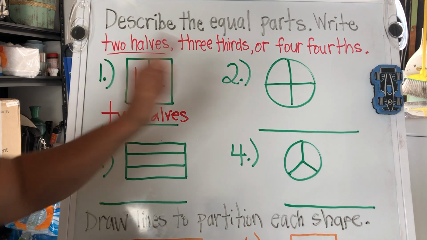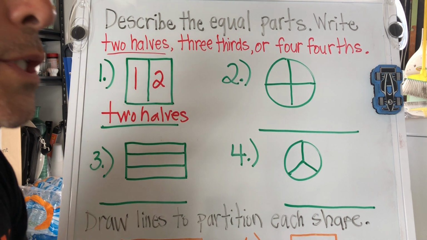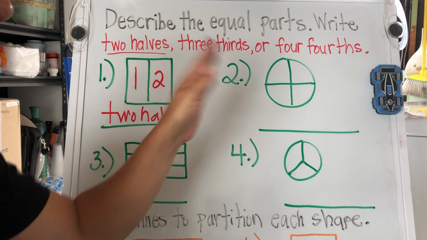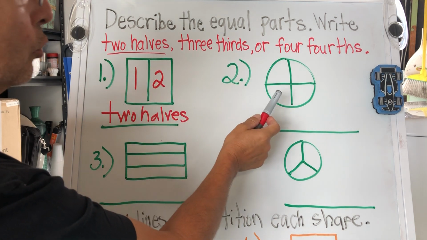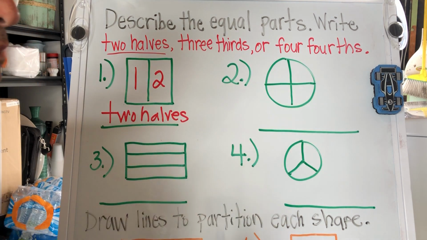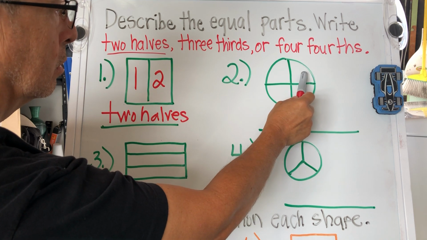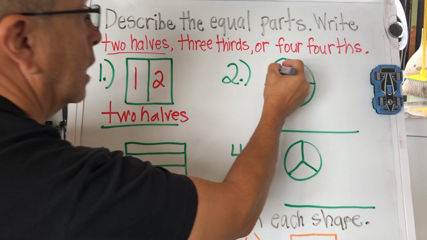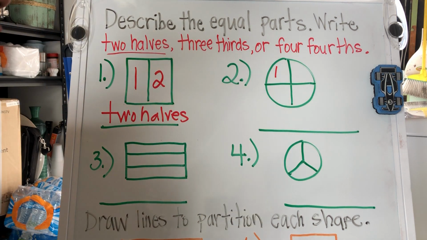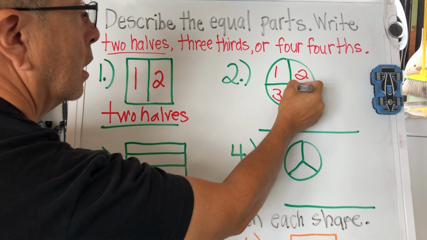Now I'm going to look at number 2. That's a circle. How many partitions does it have? Or how many times has it been separated? Does it have 2 halves? No, I'm counting more partitions. I'm counting more pieces. 1, 2, 3, 4. So just to be sure, I want to write that down. That's 1 partition, 2, 3, 4.